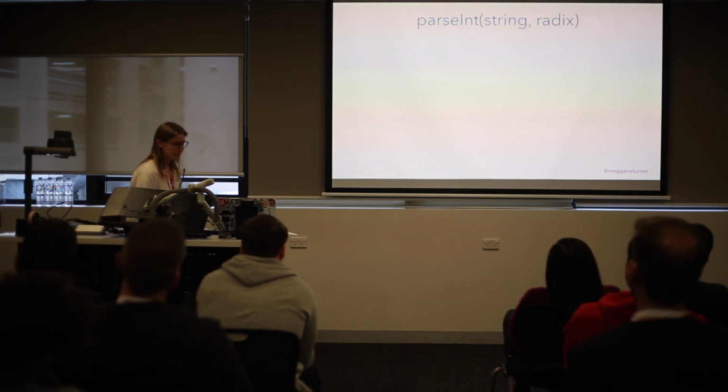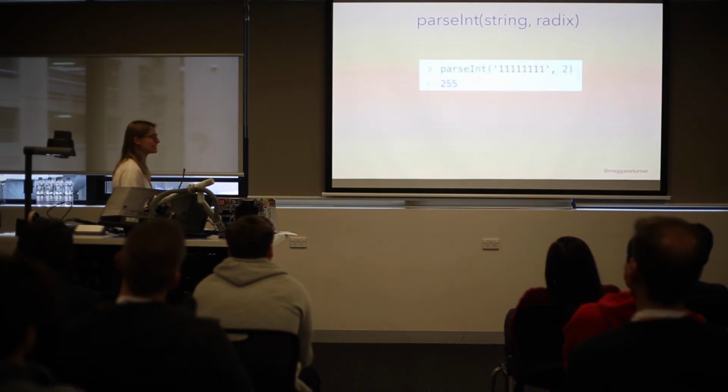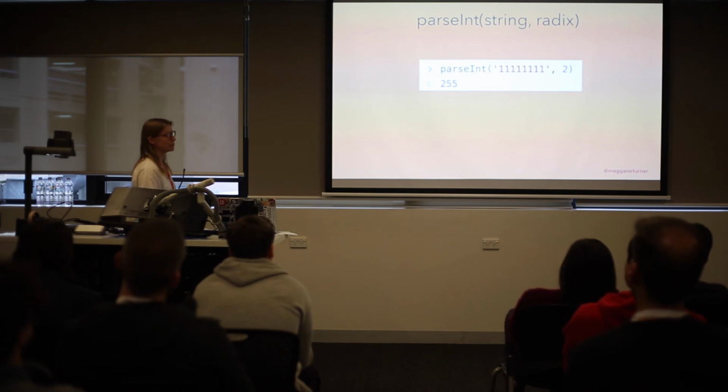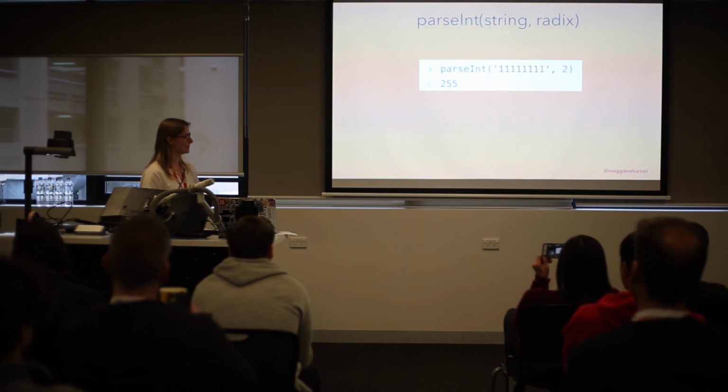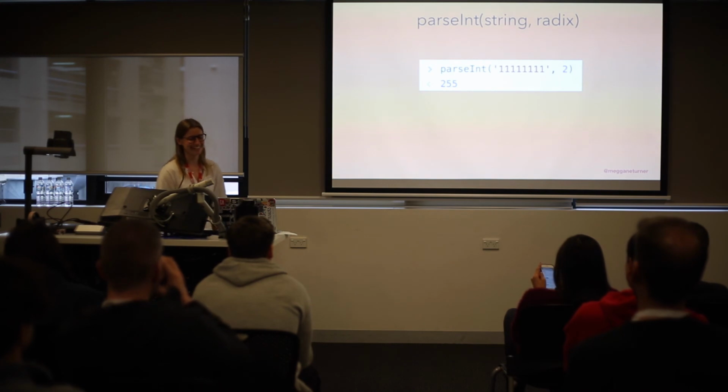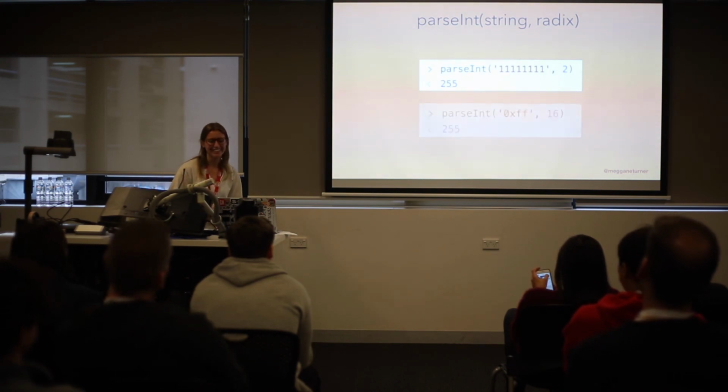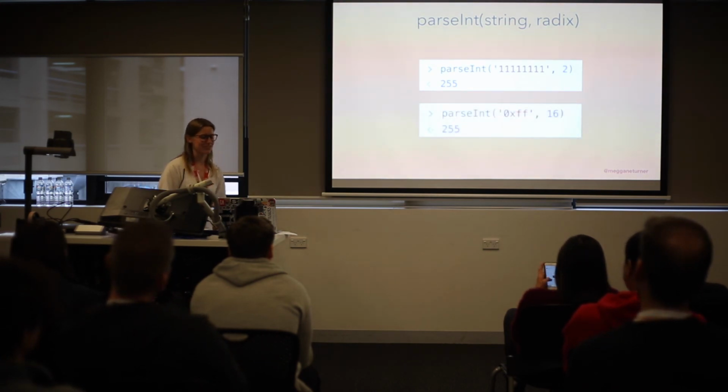parseInt can also accept a second argument of radix. So if we know that we have a binary number and we pass in a radix of 2, it will return 255, which is the decimal representation of 11111111. Yes. Or we could do 16, so if that's in hexadecimal, 0xFF will return 255.